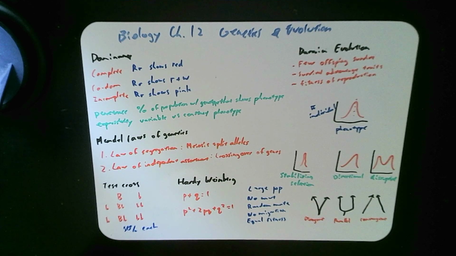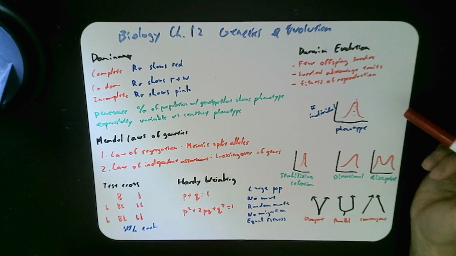And this only effectively works under equilibrium, where there's a large population, no mutation, random mating, no migration, and equal fitness for every genotype that passes on the trait. Now, this is very unrealistic because there will always be some kind of restriction, but this is the equivalent of saying no friction and ignore air resistance in physics problems. So it's more for just theoretical purposes.